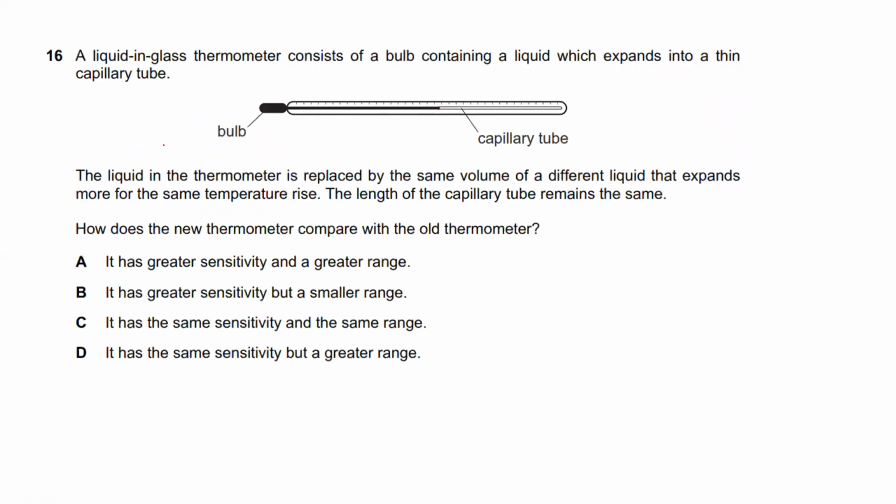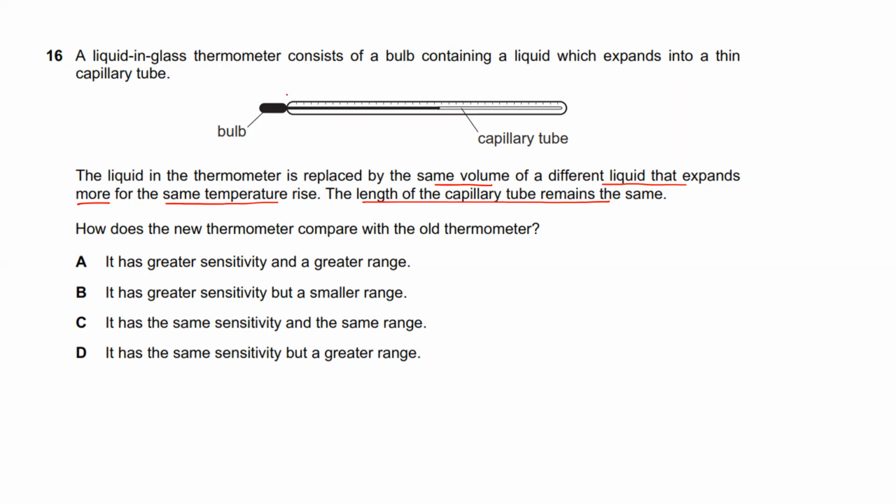Then question number 16, it says liquid in glass thermometer consists of a bulb containing a liquid which expands into a thin capillary tube. The liquid in thermometer is replaced by same volume. Remember, same volume of different liquid that expands more. Remember, expands more for the same rise in temperature. The length of the capillary tube, remember, they remain same. Okay. How does the new thermometer compare to the old thermometer?